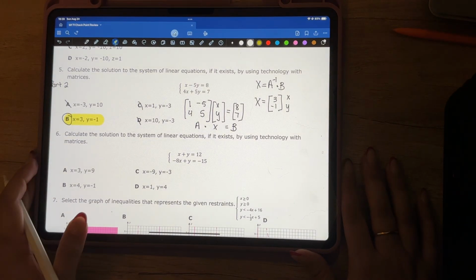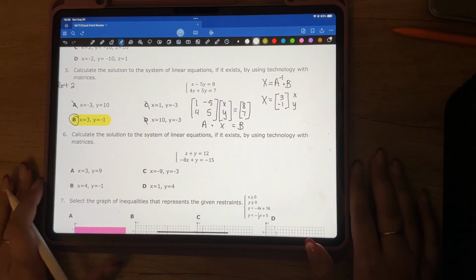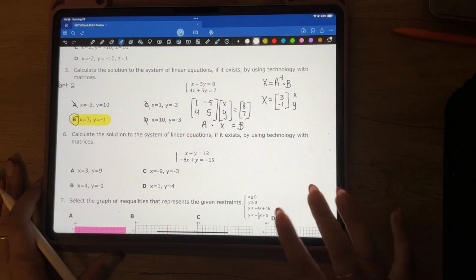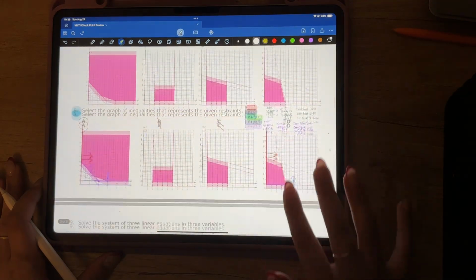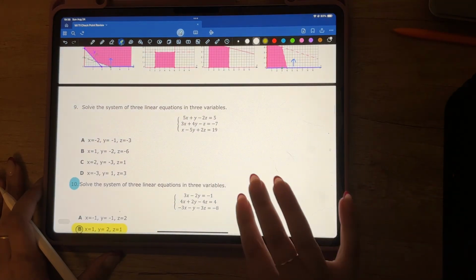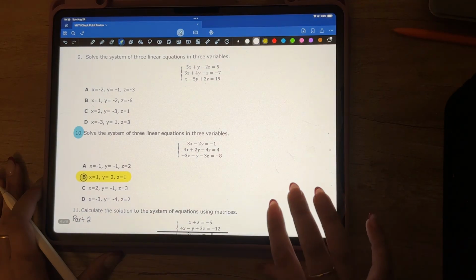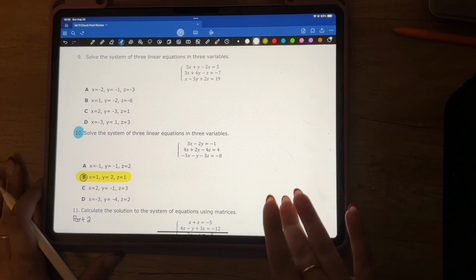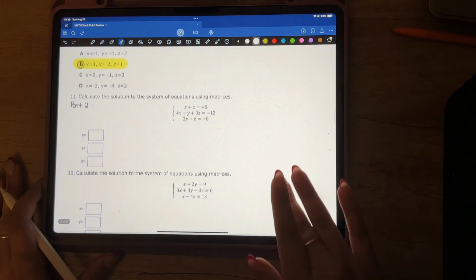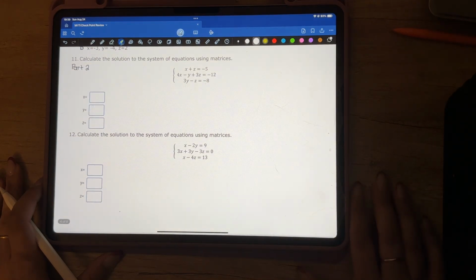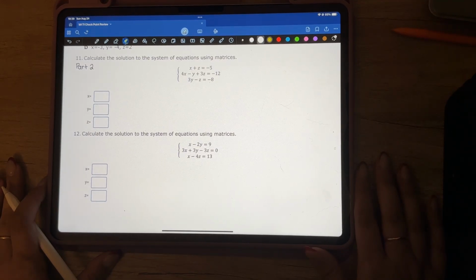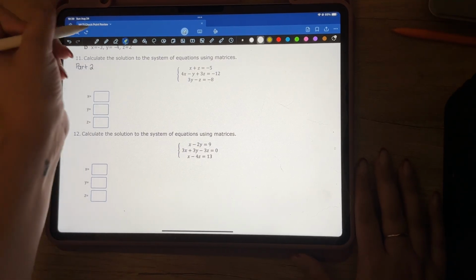Number 6 would be the exact same concept, so I'm going to skip over that. Moving on to the next one. 9 and 10 could both be solved using matrices, but I did show you in the previous video how to do it by hand. So now we're to number 11, where we're going to set up the matrix equation and we're going to solve using matrices because that's the directions.